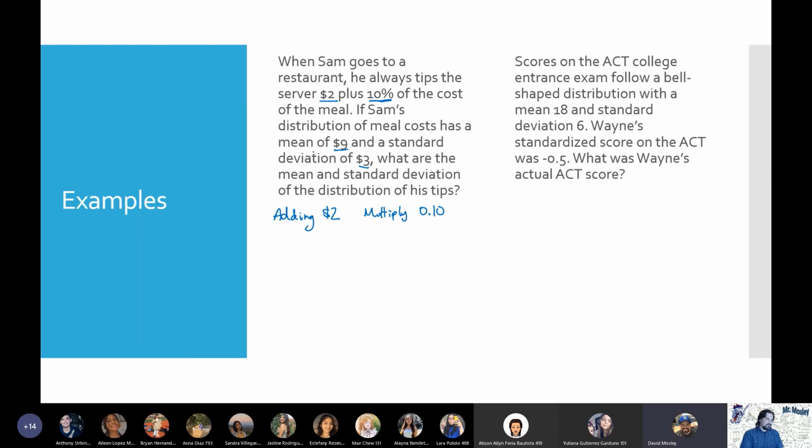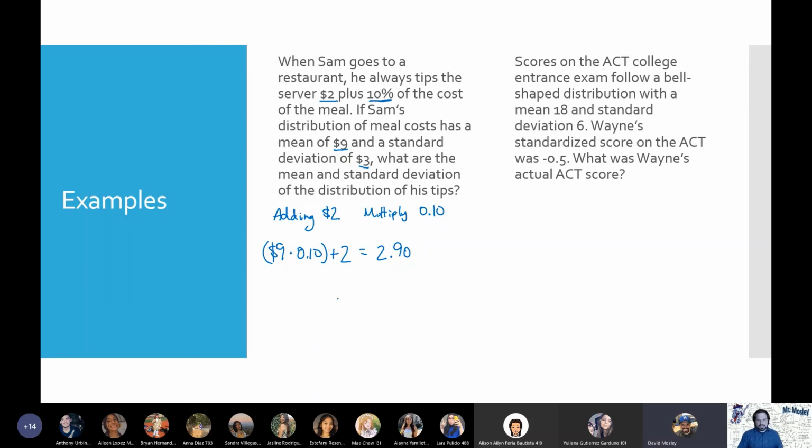So the mean goes first because it's the first one listed. Our new mean, if we're starting at 9, we multiply by 0.10, then we add 2, because we get 10% of the cost and then add $2 to that. That will be $2.90. So this is the mean for the tipping distribution.